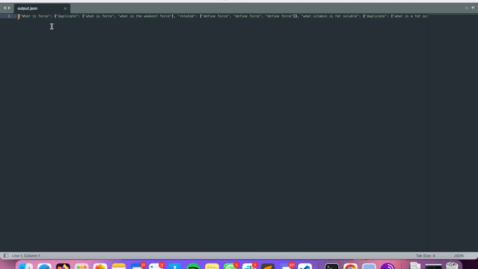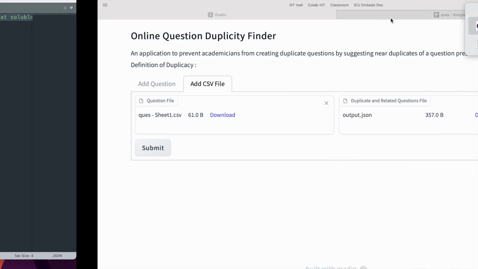So it has given us the output for the questions. What is force? It found two duplicates: what is force, and what is the weakest force? And it also found related questions. So these are not duplicates. And similarly, what vitamin is fat soluble gave us two duplicates and related questions.